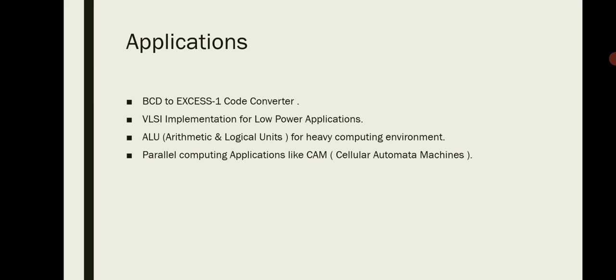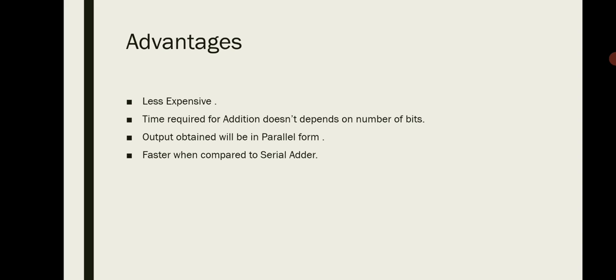Now we should know the advantages and disadvantages of this parallel adder. What are the advantages? It is less expensive when compared to other adders. It operates faster when compared to other adders like serial adders. Since the output obtained is in parallel form, the process takes place fast. The time required does not always depend on the number of bits we are considering. These are a few of the advantages of the parallel adder.